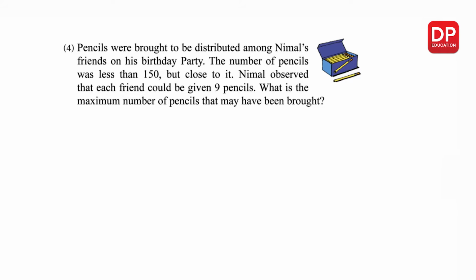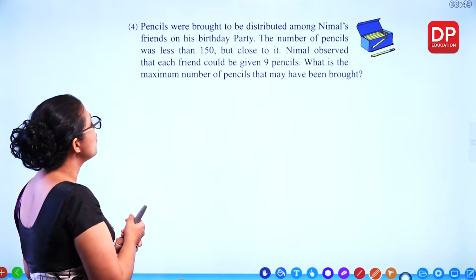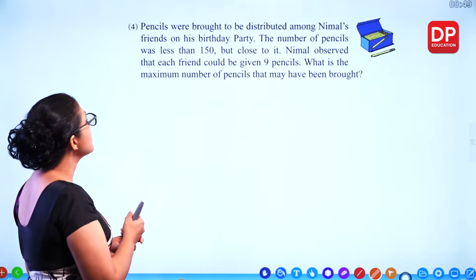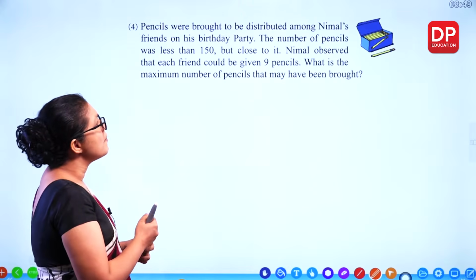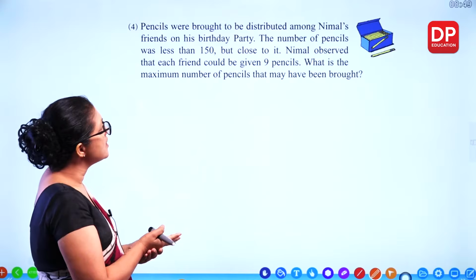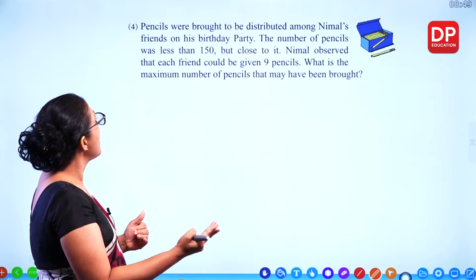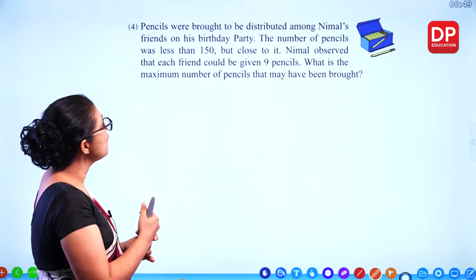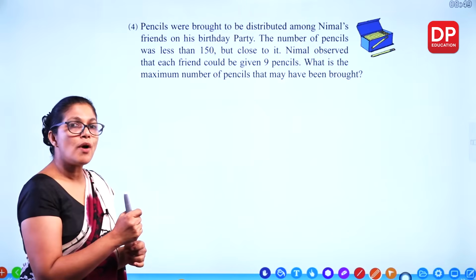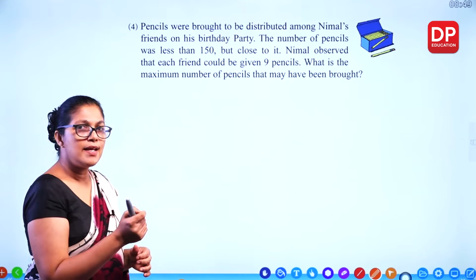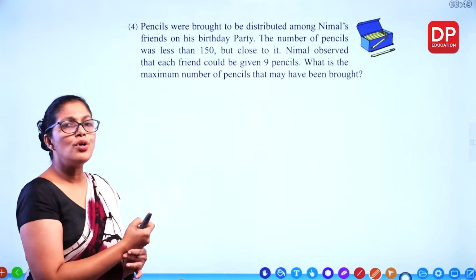Question number 4. Pencils were brought to be distributed among Nimal's friends on his birthday party. The number of pencils was less than 150, but close to it. Nimal observed that each friend could be given 9 pencils. What is the maximum number of pencils that may have been brought? So from this we identify the number should be divisible by 9, and as well as it is less than 150. So what's the condition to identify whether it is divisible by 9? The digital root should be equal to 9.